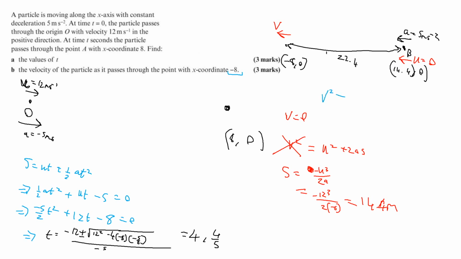v squared is equal to u squared plus 2as. And so therefore, v squared is equal to 2 times 5 times 22.4, which is 224. And so v is going to be the square root of 224, which is equal to 14.97 meters per second. And those are your final answers.